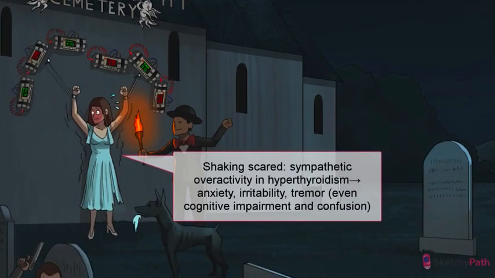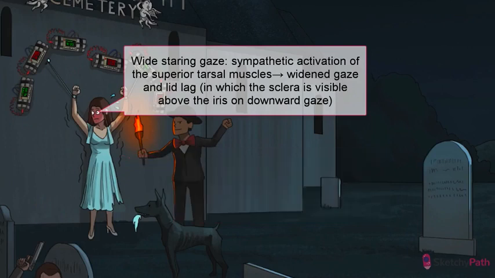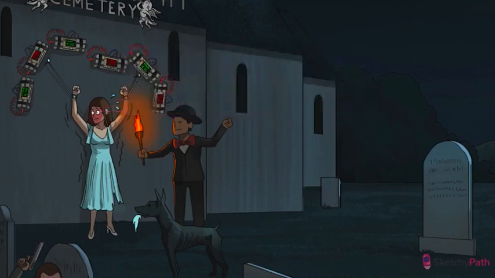Sympathetic overactivity is thought to contribute to the classic symptoms of nervousness, irritability, and tremor. Hyperthyroidism can even cause cognitive impairment and confusion, especially in the elderly. Patients might even have a deer in headlights or staring appearance from excessive sympathetic action on the superior tarsal muscles. You might also notice what's called lid lag, in which the sclera is visible above the iris when a patient looks downwards, as if the eyelid was lagging behind.